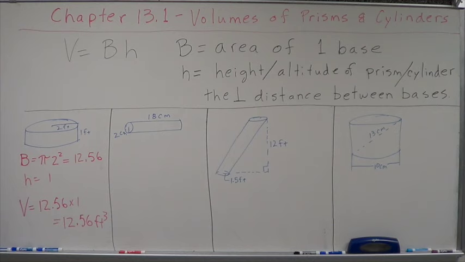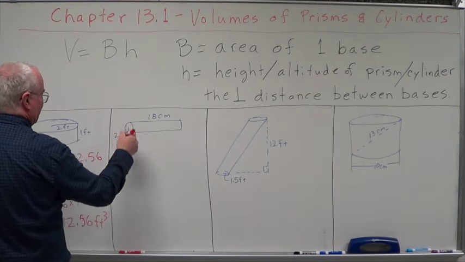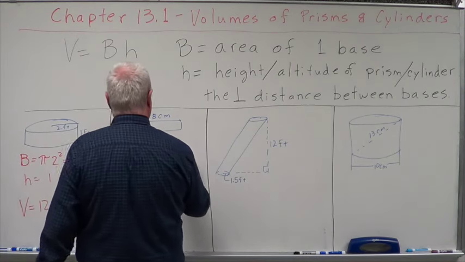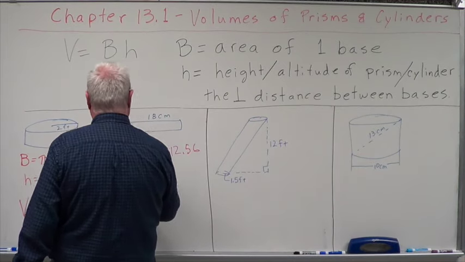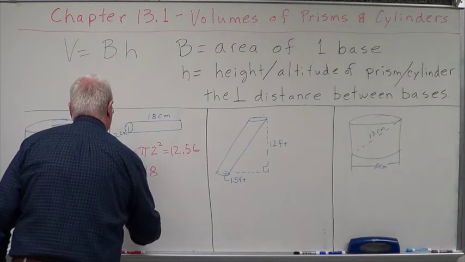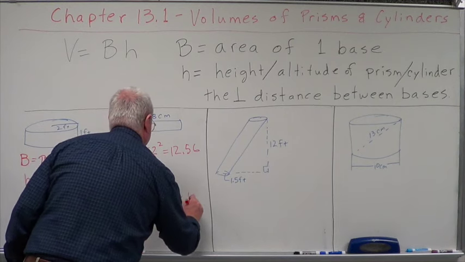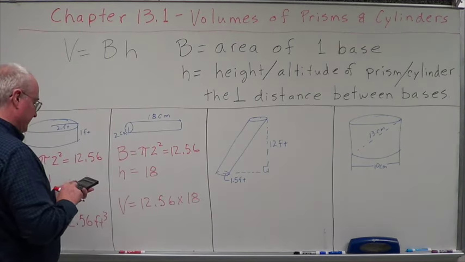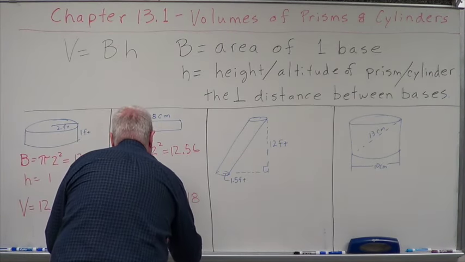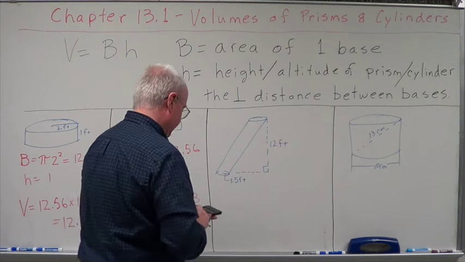Alright, let's look at the next one. Same thing. What's our base? Area of our base equals, we have a radius of 2, so pi times 2 squared equals, again, 12.56. Our height equals, the distance between the two bases is 18. So our volume equals 12.56 times 18. Okay, 12.56 times 18 equals 226 approximately centimeters cubed.